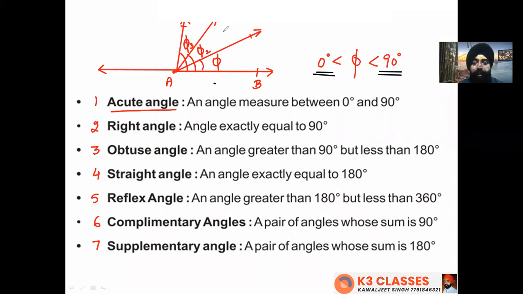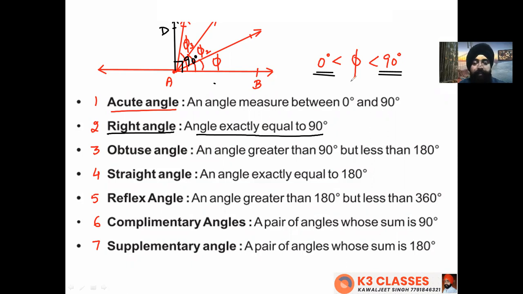But what happens if the angle becomes 90 degree? Suppose the angle is now 90 degree, then that angle is known as a right angle. So when the angle is exactly equal to 90 degree, the angle is called a right angle.